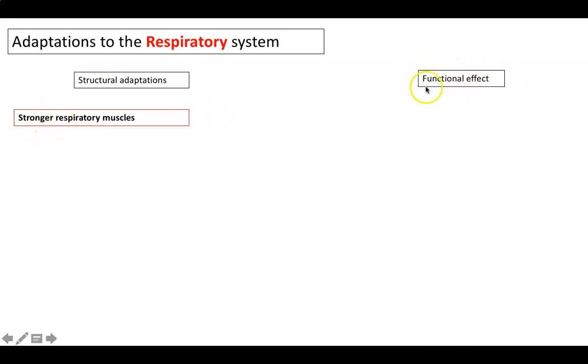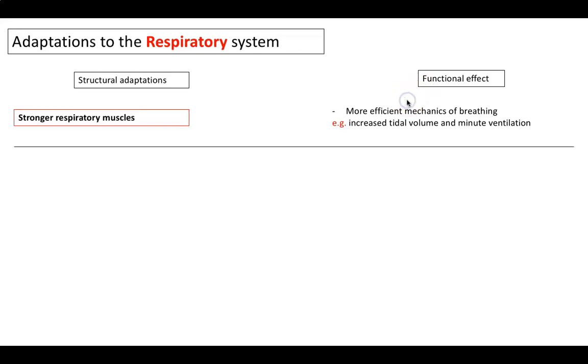What does this mean? What is a function of this effect? We're going to have more efficient mechanics of breathing, e.g. an increased tidal volume and minute ventilation. We're essentially getting increased lung capacity with this. Another change we need to be aware of is we get an increased surface area of alveoli, which means we are going to get an increased gaseous exchange.